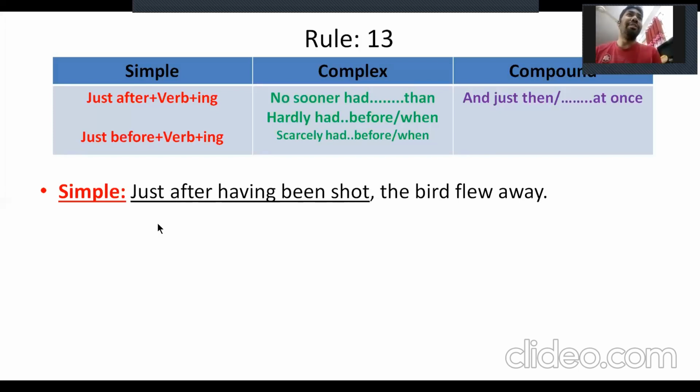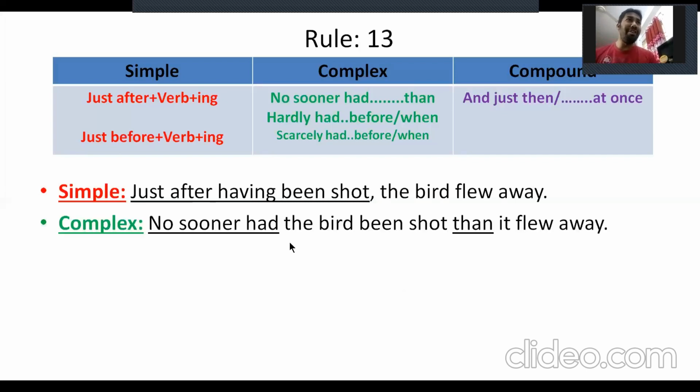To look at the first one, to make this sentence complex, we need to use no sooner in the beginning. So use no sooner had. Then the subject of the sentence, here in this sentence, the subject is in the main clause. Here the subject is the bird. So no sooner had the bird, then take the V3 form of the verb. So no sooner had the bird been. So this having is to be converted to had, and then this been. No sooner had the bird been shot. So give a comma and write the next part of the sentence as it is. Because this is the main clause of the sentence and it should not be changed.